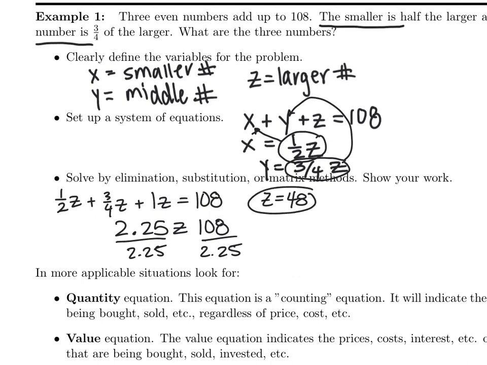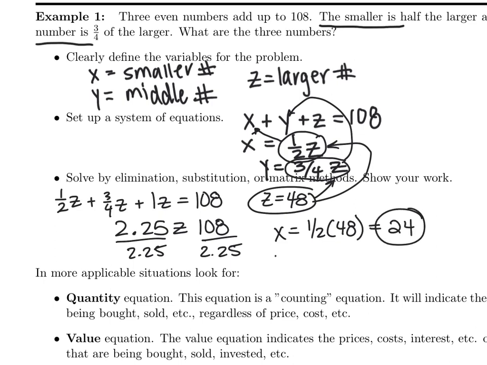I need to take this 48 and sub it into these 2 equations. So x is going to equal half of 48, which gives us 24, and that is an even number. And y is going to equal 3/4 times 48, which gives us 36. And that is another even number. So those 3 numbers, and you want to check, do they add to get 108?